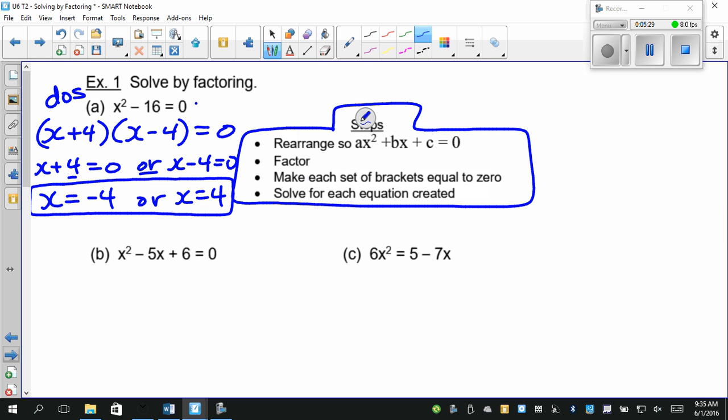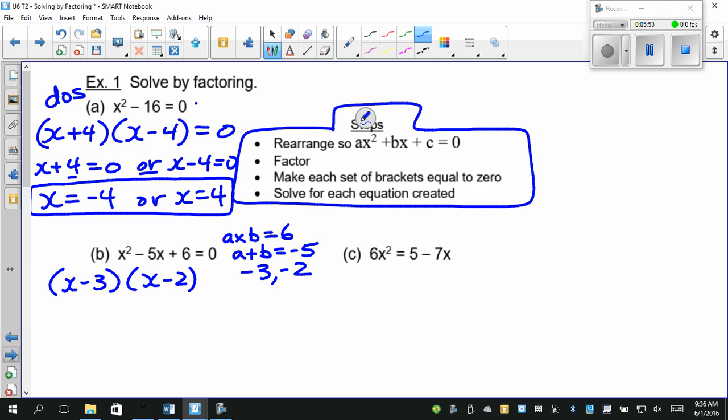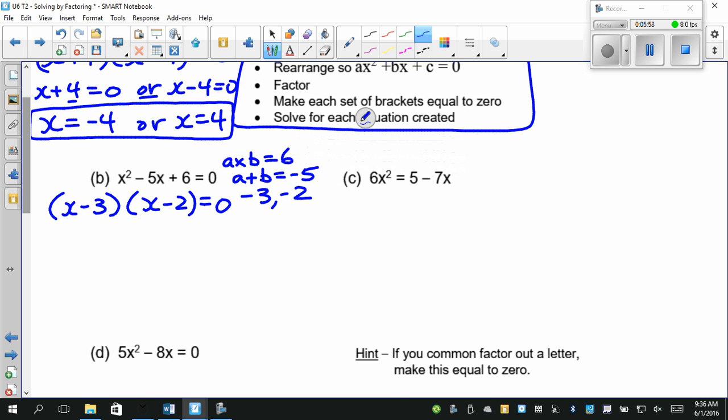All right, in B here, we've got a simple trinomial. So we're trying to find two numbers that multiply to give 6 and add to give negative 5. That's going to be negative 3 and negative 2, which will satisfy that. So in our two brackets, we get x minus 3 and x minus 2 equals 0. And then I set each bracket equal to 0. So either x minus 3 equals 0 or x minus 2 equals 0.